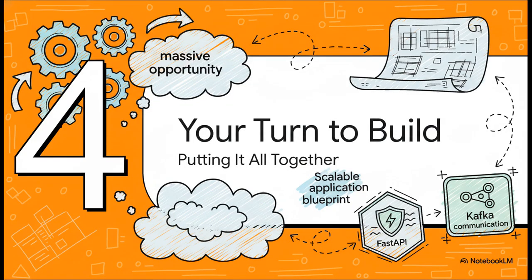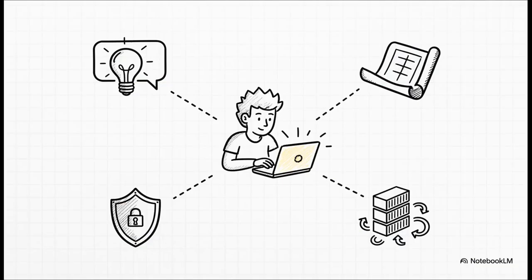We started with this massive new opportunity created by free custom GPTs. Then we walked through a scalable blueprint for building on it, and we looked at the key tools like FastAPI for rock-solid security and Kafka for communication that make building this stuff easier than ever before. So what are the big things to remember from all this?